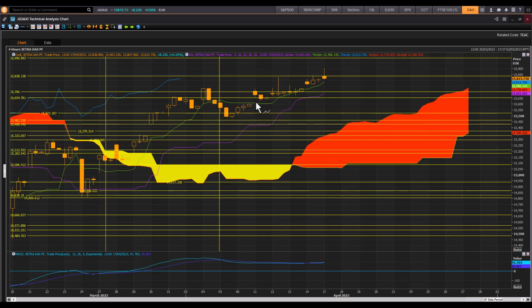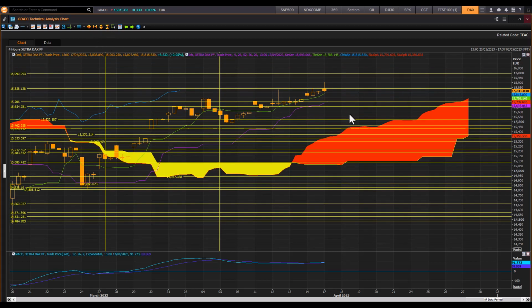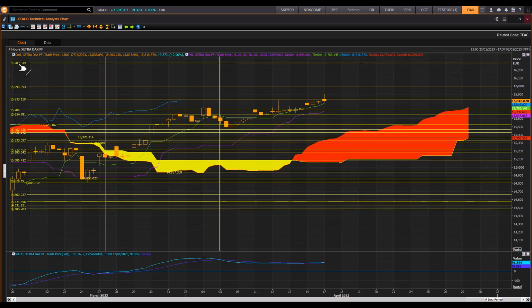It gapped up there, tried to close that gap, and there's another gap. So we've got two gaps here, and the DAX tends to gap a lot and then close the gaps at some point in time, but this is the 4-hour chart. So now it's running into a little bit of resistance here at the top end of the cloud, a little bit extended from the top end of the cloud. We can see 15,538, 15,990 key resistance zones, and then not far off the 16,287 zone, so it's very close to a major resistance zone.